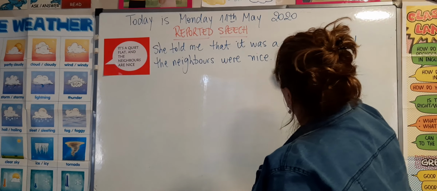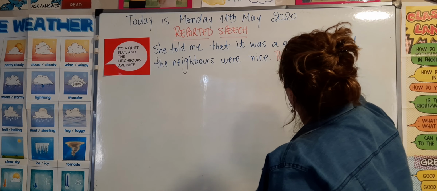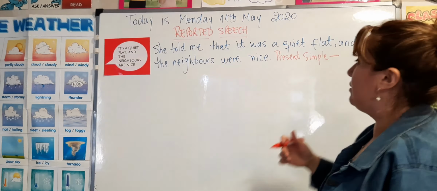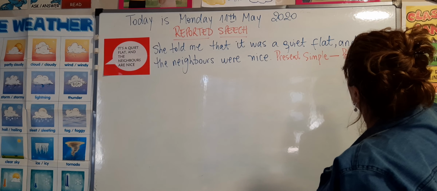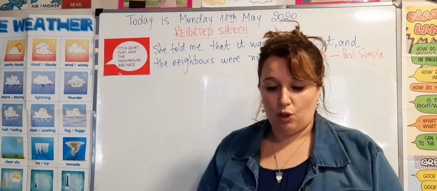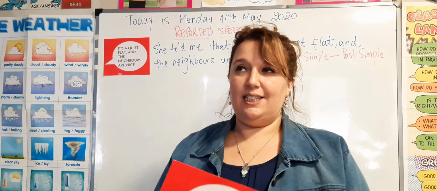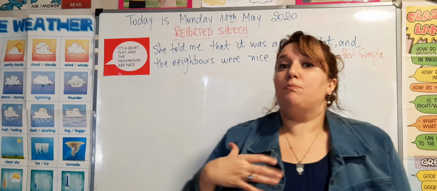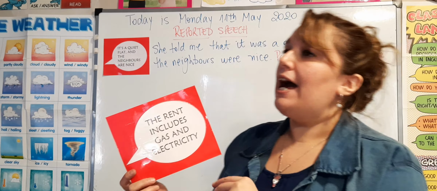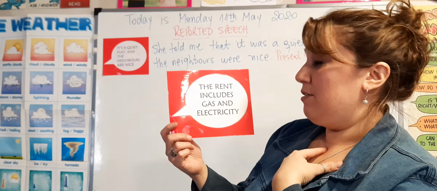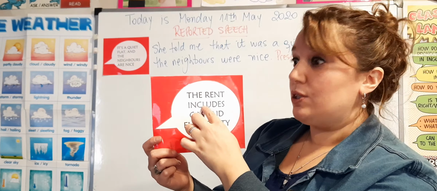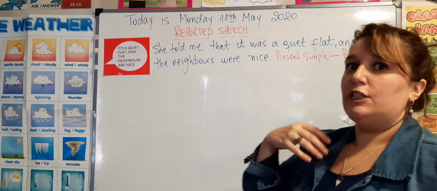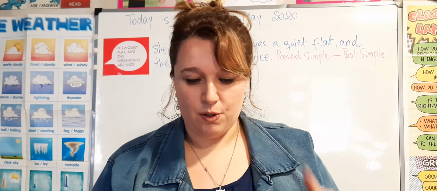So in reported speech, present simple turns into past simple, right? So for example, she said, the rent includes gas and electricity. And when I report what she said, I have to say, she told me, or she said, the rent included gas and electricity, right? Because from present simple, we turn it into the past simple, right?